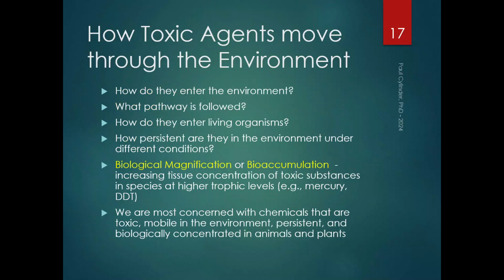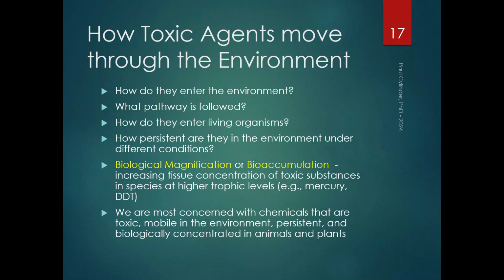So how do toxic agents move through the environment? Well, every toxic agent is going to be different. How do they enter the environment in the first place? Where do they come from? Is it coming out of the smokestack from a factory? Is it being dumped into a stream or a river? Is it infiltrating through the soil into groundwater? Is it contaminating our food?